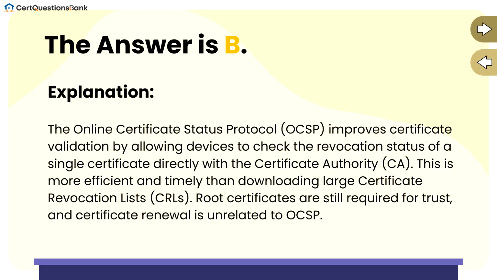The answer is B. The Online Certificate Status Protocol, OCSP, improves certificate validation by allowing devices to check the revocation status of a single certificate directly with the Certificate Authority, CA. This is more efficient and timely than downloading large certificate revocation lists, CRLs. Root certificates are still required for trust, and certificate renewal is unrelated to OCSP.